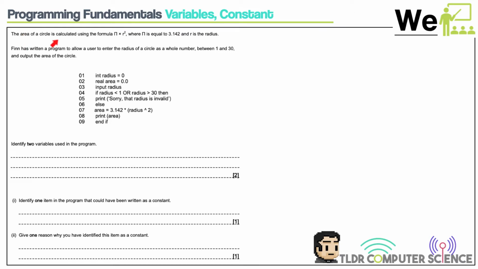The area of a circle is calculated using the formula pi times r squared, where pi is equal to 3.142 and r is the radius. So this is, I'm sure, a calculation that we're all very familiar with that we have used in maths. Finn has written a program to allow a user to enter the radius of a circle as a whole number. If we're thinking whole number, by the way, we're thinking it should be what data type? We're thinking it's an integer. And it's going to then output the area of a circle. And you can see here that this is the code.